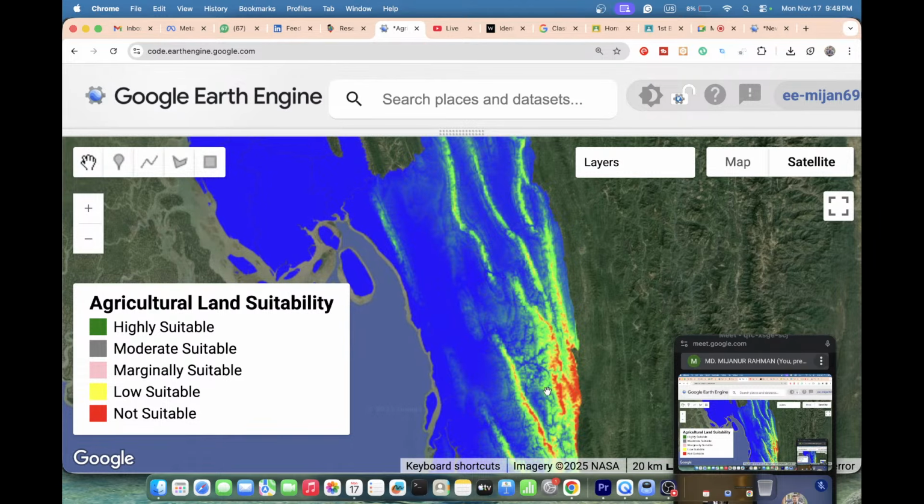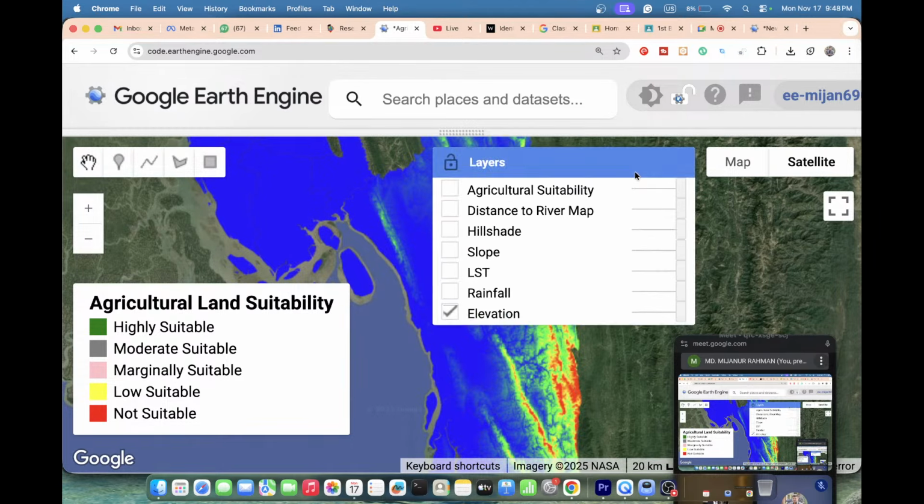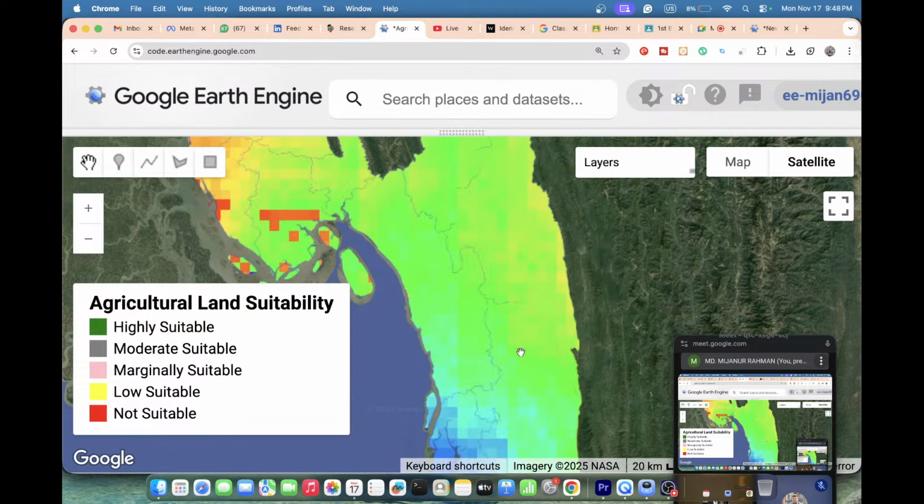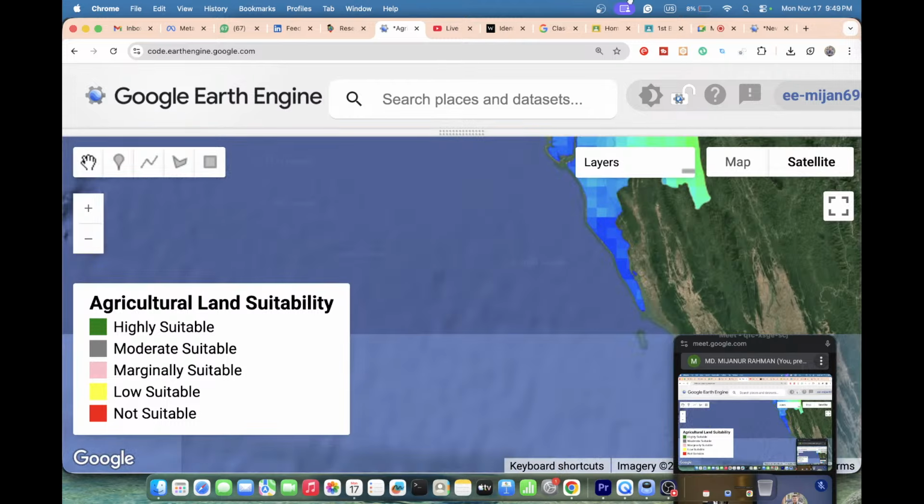Mainly TM data, we can easily get the elevation. Then if you check, this is the rainfall. Rainfall data we can easily get from CHIRPS satellite data, but if you have the rain station-wise data, it will be better, because CHIRPS is not good resolution for a small study area, but for a big study area you can easily use the CHIRPS satellite data.